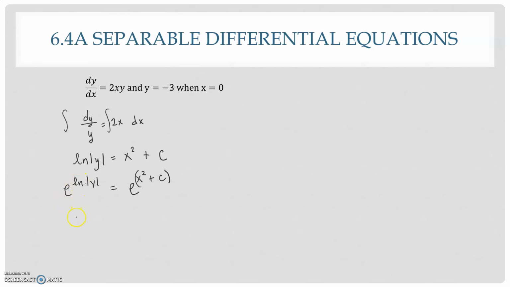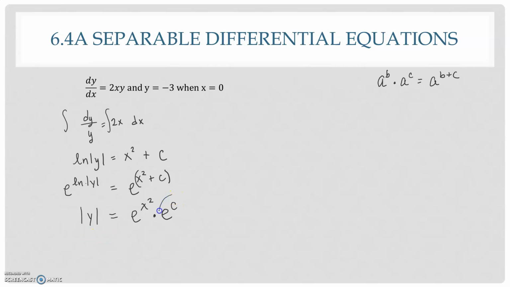On the left-hand side, e to the natural log, they're inverses, so they wind up with just absolute value of y. And on the right side, I have e to the x squared times e to the c because of this property of exponents: a to the b times a to the c is equal to a to the b plus c. So I just broke that addition in my exponent down into a multiplication with the same base.